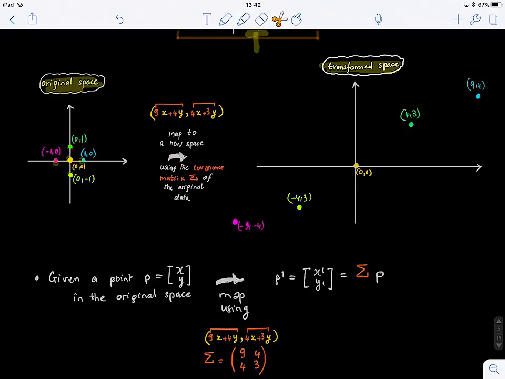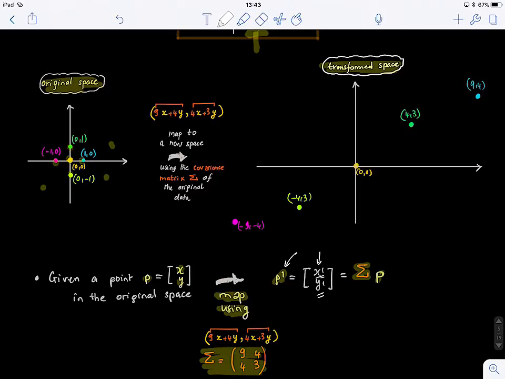Basically, imagine we have a vector. Given a point P with coordinates x and y, it can be any point in the original space. We want to map it using the covariance matrix. To map it, we simply take the covariance, or our mapping matrix, and multiply it by the original vector, and we get the mapped vector, which means we get a new vector right here with new coordinates.